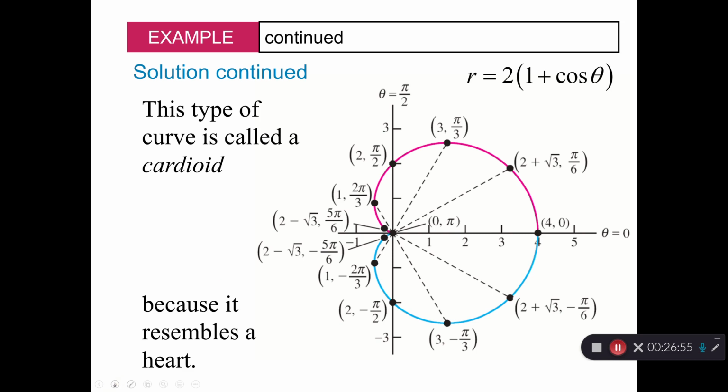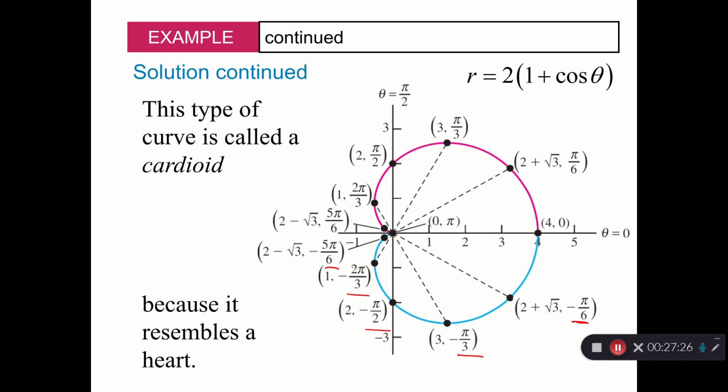So let's take a look at what it looks like. What we did was we made a chart for the red part of the graph. Now the blue part, again, is going to be the reflection. So each point that you made has a reflection across our polar axis. If you wanted to make a chart for negative pi over 6, negative pi over 3, negative pi over 2, and so on and so forth, you're certainly welcome to. There's nothing wrong with that.